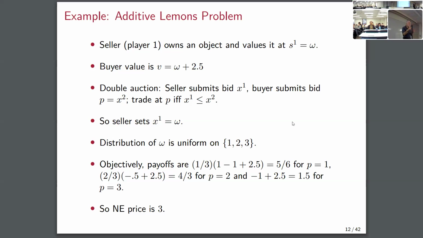The game is a double auction. The seller submits a bid X1, that's their action. The buyer submits a bid X2, which I'll call P for the price. Trade occurs at the buyer's price P if and only if X1 is less than or equal to X2. So the seller's bid has no effect on the price, and the seller has a dominant strategy of setting X1 equal to their value. The distribution of omega is uniform on 1, 2, 3.